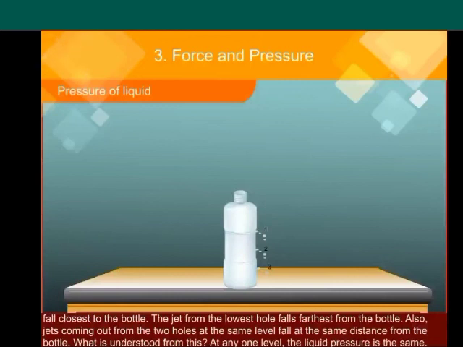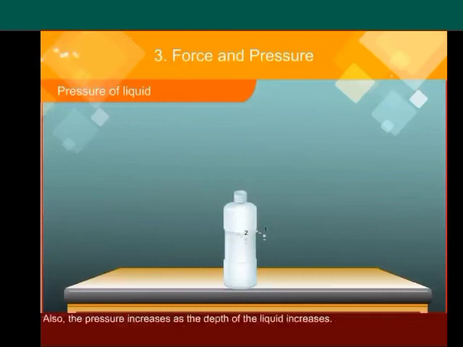Also, jets coming out from two holes at the same level fall at the same distance from the bottle. What is understood from this? At only one level is the liquid pressure the same. Also, the pressure increases as the depth of the liquid increases.